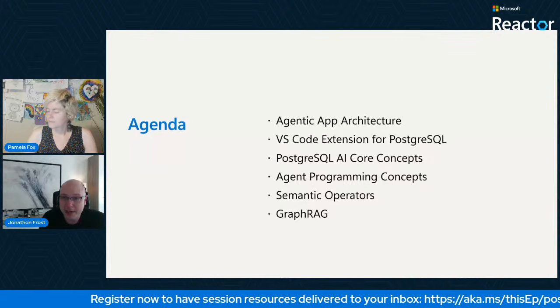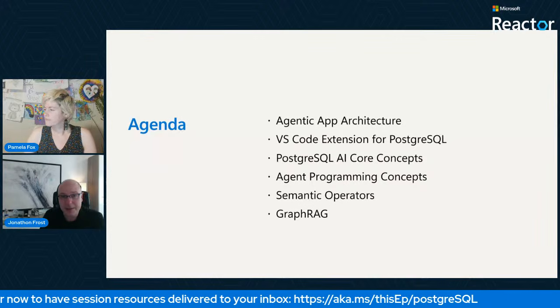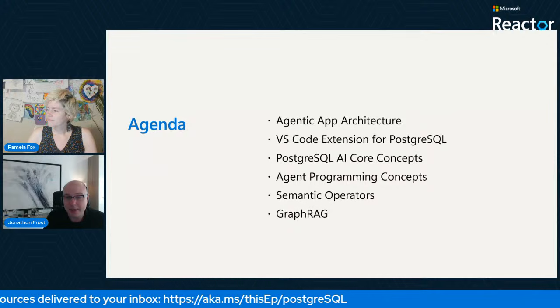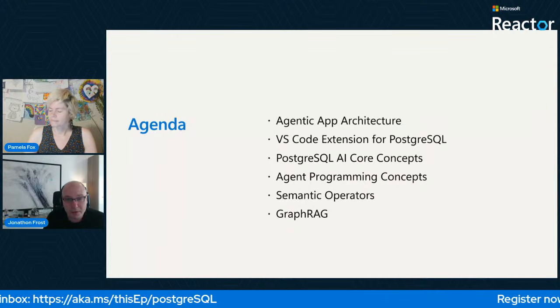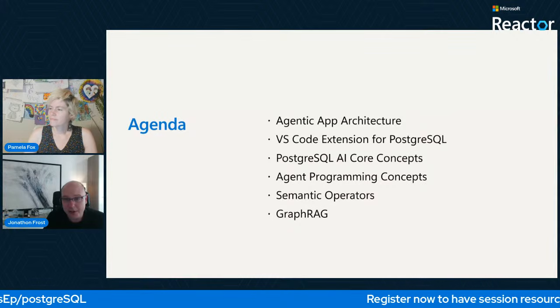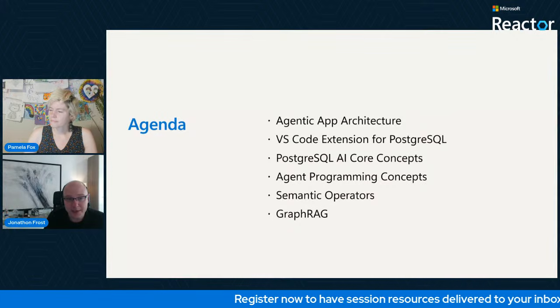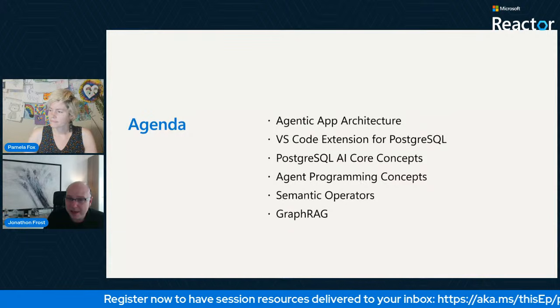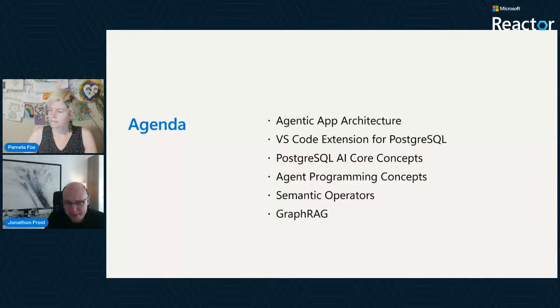So in our agenda today, we'll be talking about the architecture of this application. Pamela is going to then show us our relatively new VS Code extension for Postgres to understand that we can actually connect to Postgres from VS Code and access the data and do other activities inside of it. And then we're going to talk about some AI core concepts with Azure Postgres, and we're going to jump right into the code and show how these areas work. Along the way, we're going to talk about agent programming concepts, in this case with Semantic Kernel, and then we'll also cover some advanced AI concepts for vector-based searches, including semantic operators and GraphRAG.